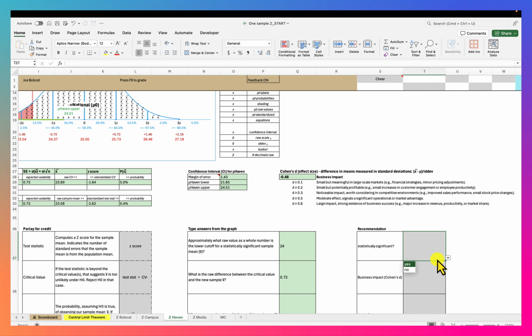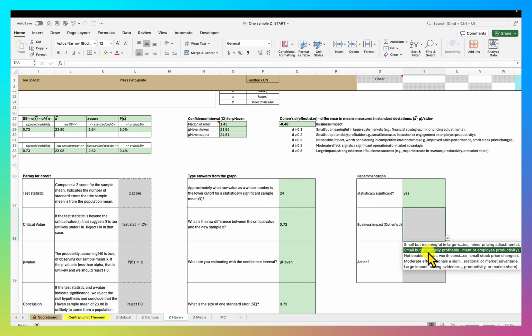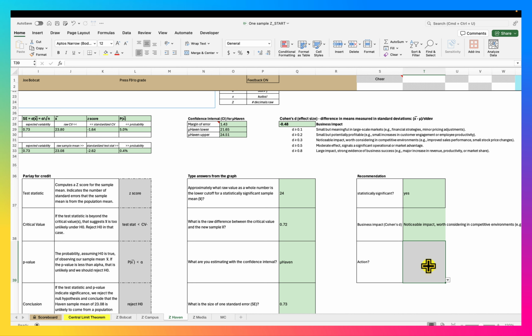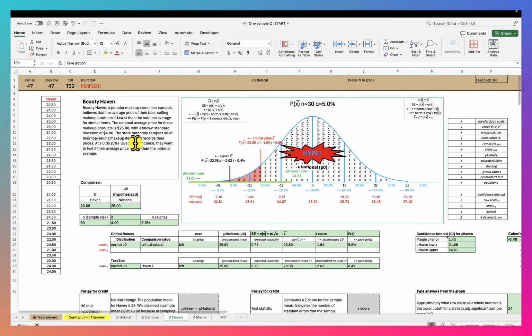So let's go for our recommendation. It is statistically significant. The business impact is a noticeable difference. So action, absolutely. Take action, right? Get behind this price change, because that might actually lure in more customers.